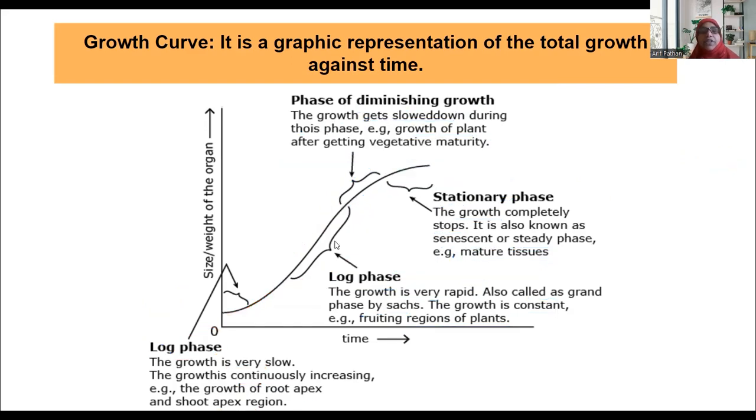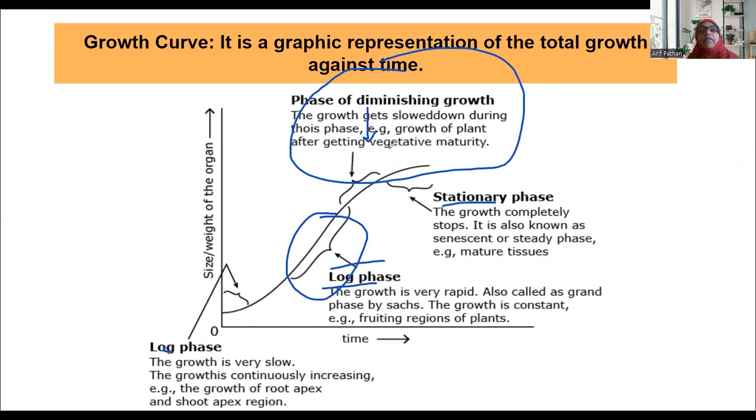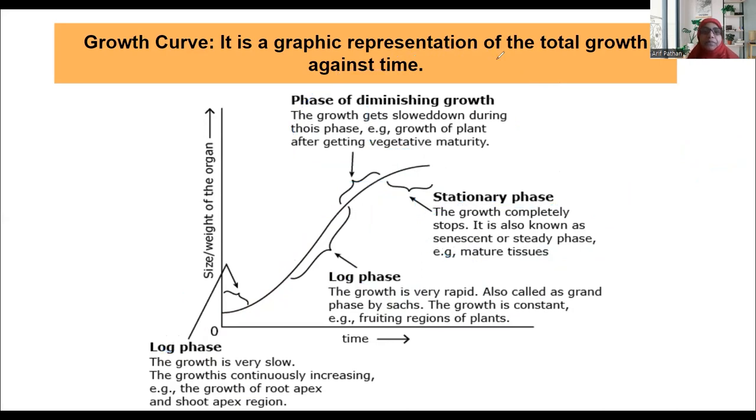So these are the different regions of a growth curve: lag phase, log phase, and stationary phase. In between the log and the stationary phase, you have a phase of diminishing growth. What was earlier rapidly growing will slow down, and once it reaches a bit of maturity, those cells remain as they are. Further growth doesn't take place in that particular region. This is all about the growth curve and its different regions.